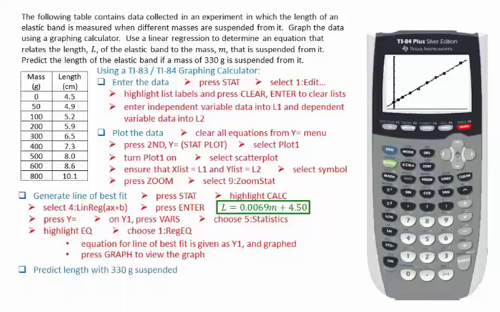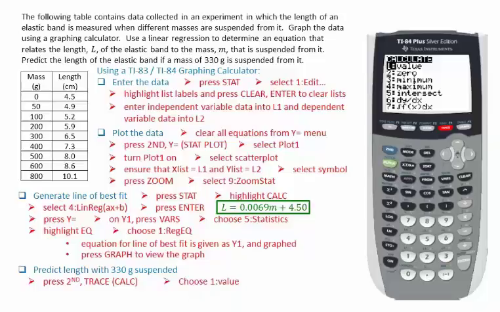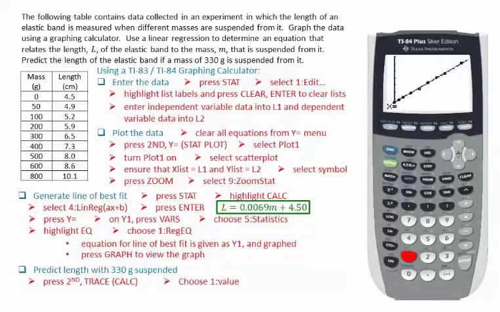We now want to predict the length if 330 grams is suspended. To do this, we press second function Trace to call the Calculate menu. We then choose option 1 for value. We will then enter the value of 330 corresponding to the independent variable and press Enter, and it will calculate the value of the corresponding dependent variable, in this case the length. Note the length here is equal to 6.79 centimeters.